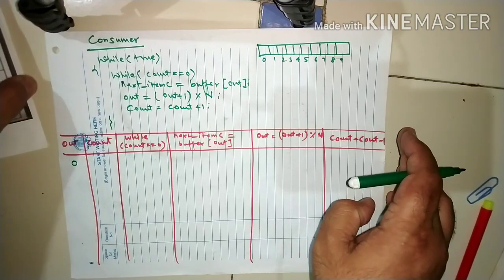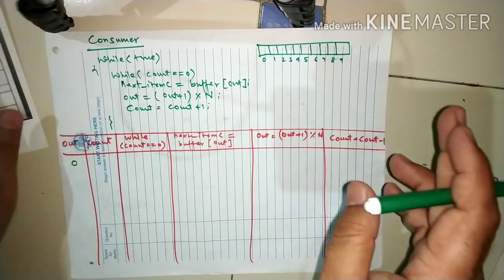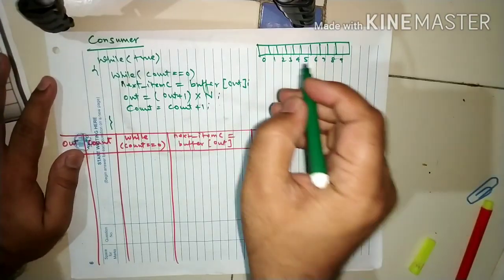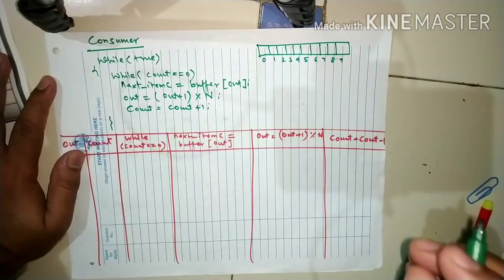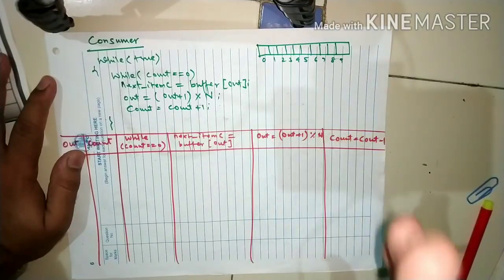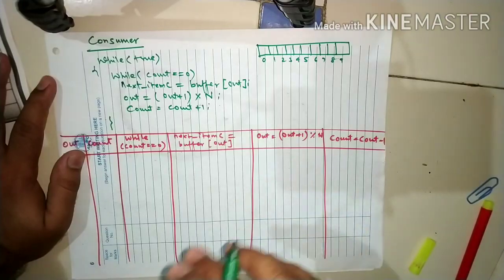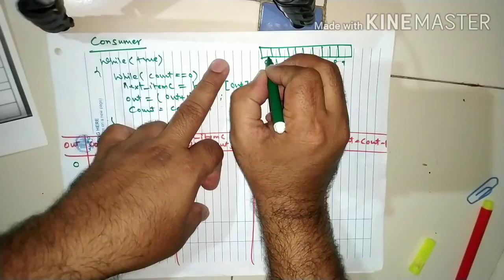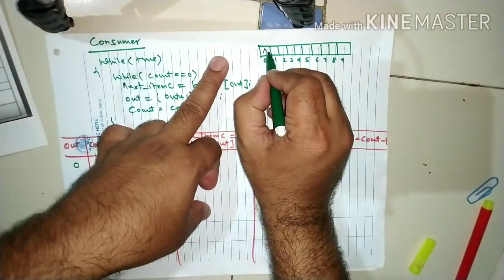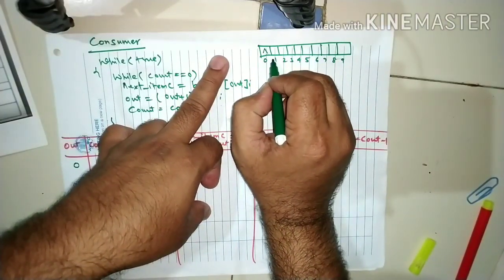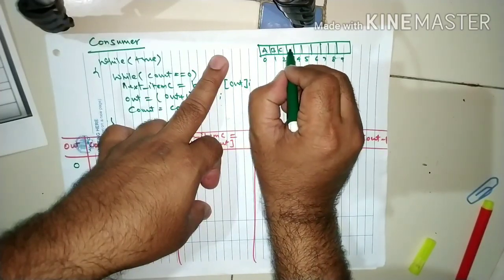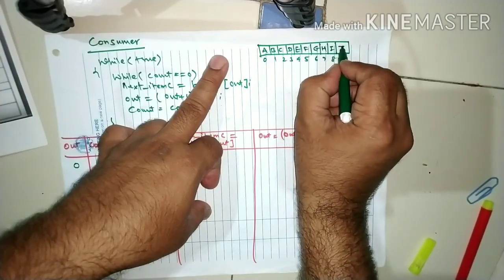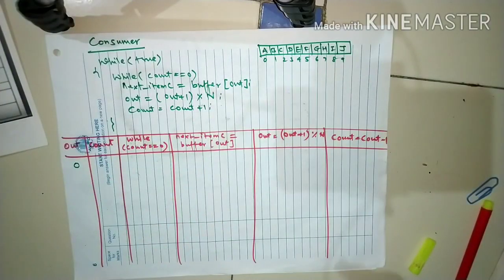Okay, now consider the consumer part. It's the turn of the consumer to consume the data from the buffer. Imagine that all the indexes have been filled, which was produced by the producer and put inside the buffer. So it has all the data placed inside the buffer, say A, then B, C, D, E, F, G, H, I and J. This is index 0.